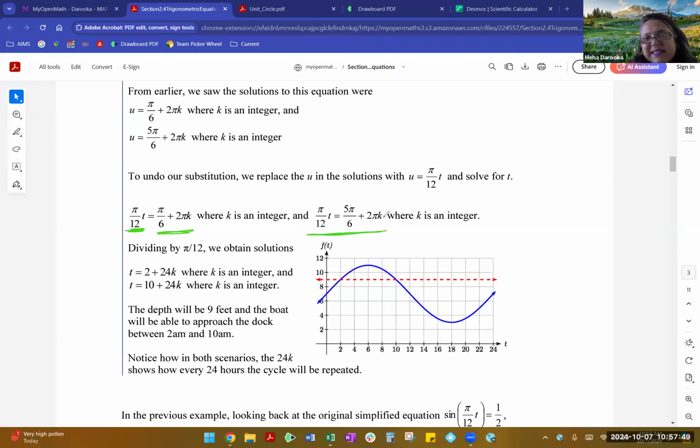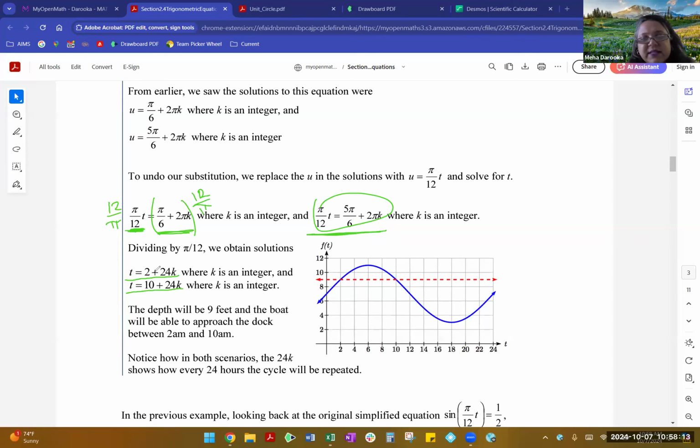We go ahead and basically clean up. You want to get t by itself, which means you will multiply both sides by 12 over pi. Multiply this by 12 over pi. Same thing's going to happen here. And when you clean that up, you can see this one will come out to be 2 plus 24k. From the other angle, you're going to come out to be 10 plus 24k.